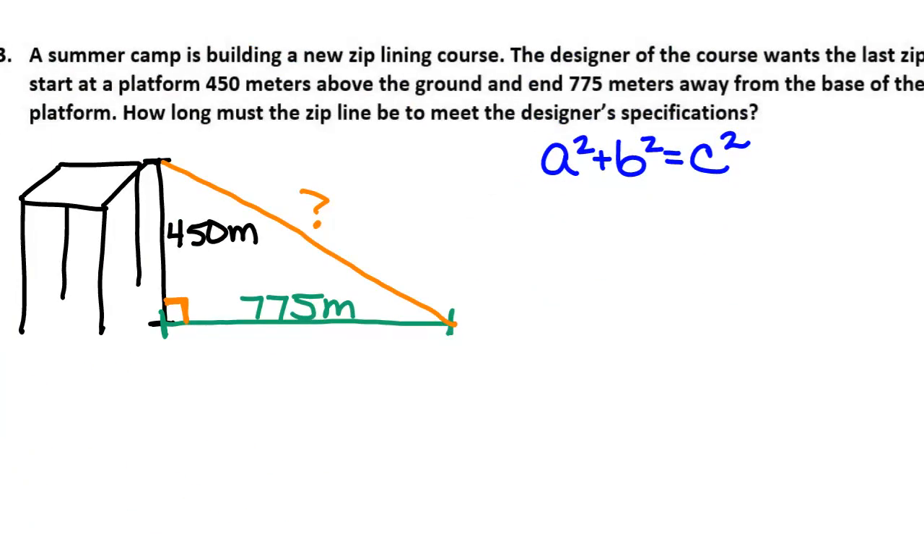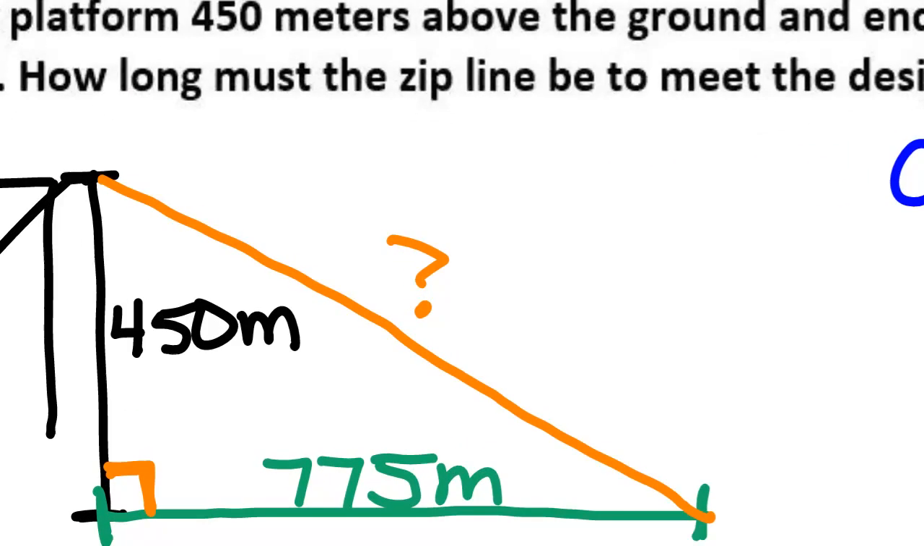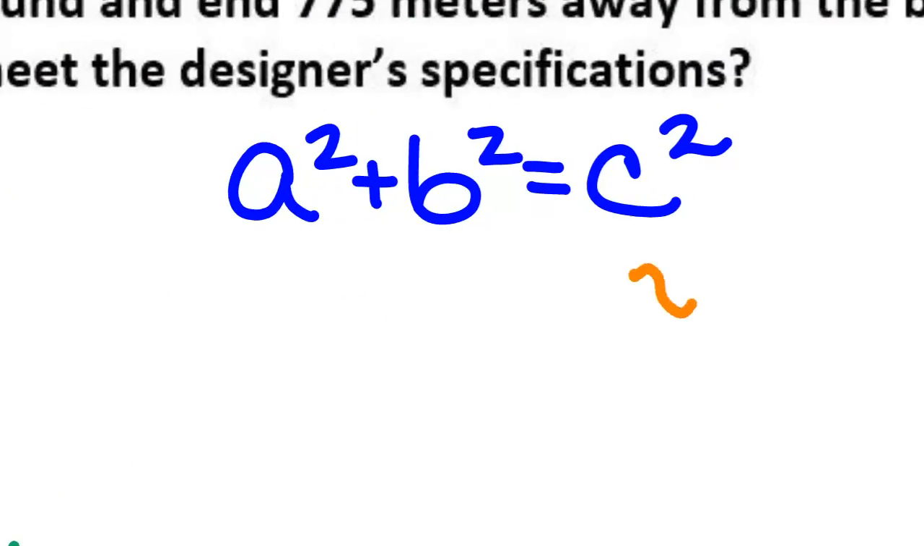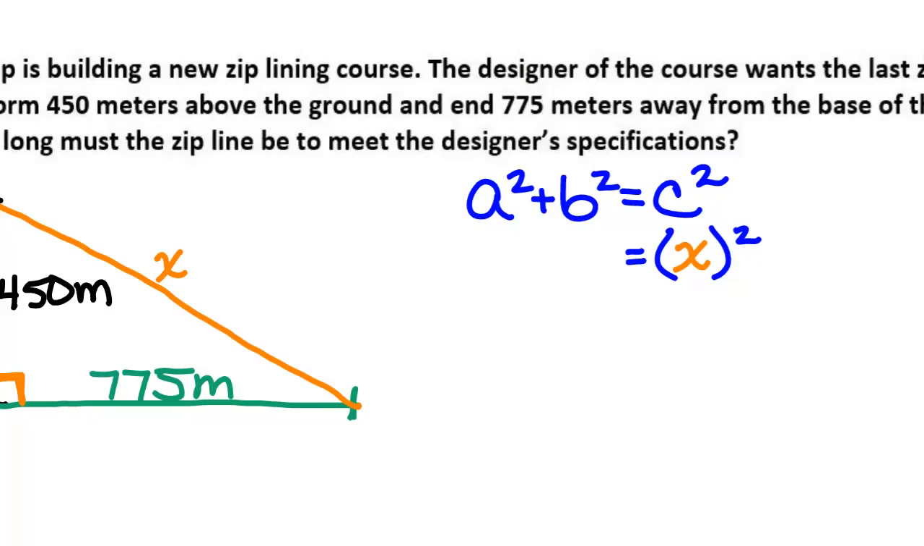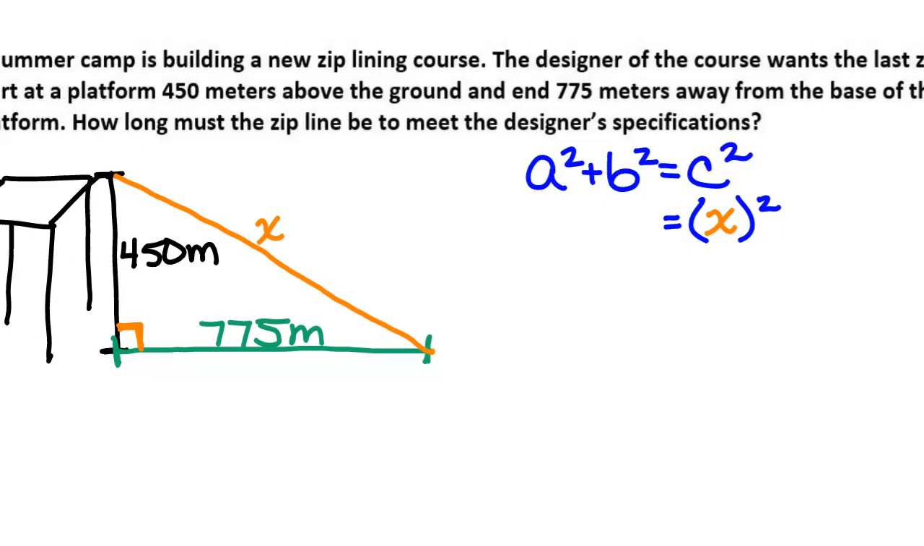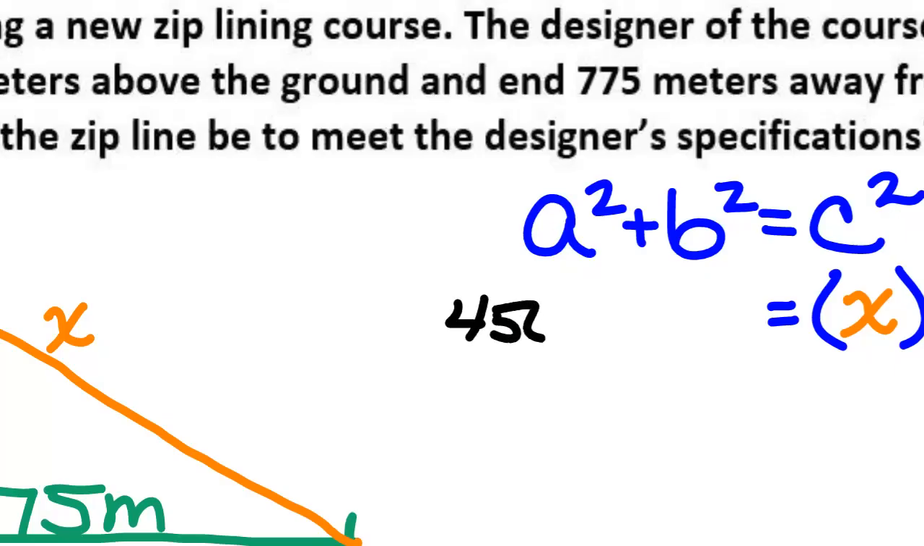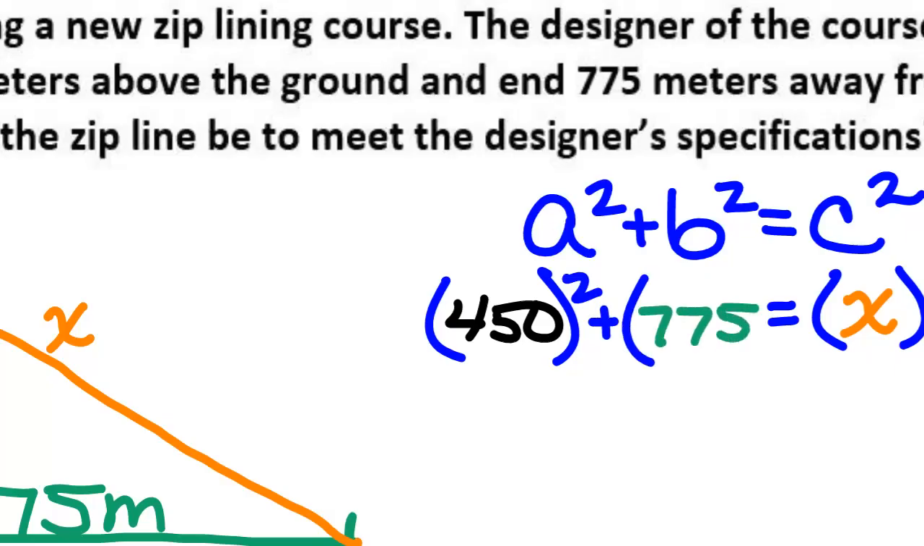Do we know the hypotenuse? Do we know what we would put in for C? No. I have a question mark there. What's something that I could put in place of the question mark that means I don't know this? Let's call that side x. So I'm going to put x in the place of C. And then what would I put in for A and for B? Yep, 450 and 775. So 450 squared plus 775 squared.